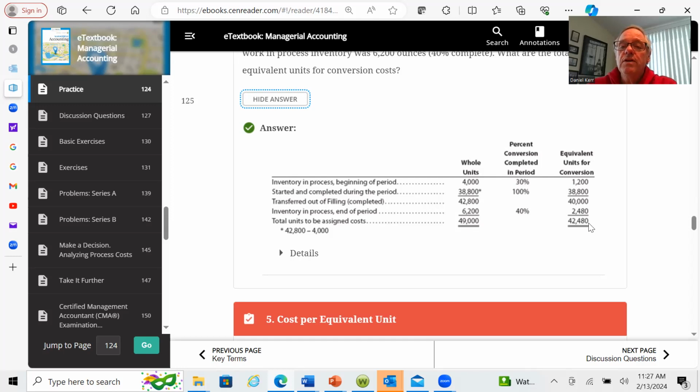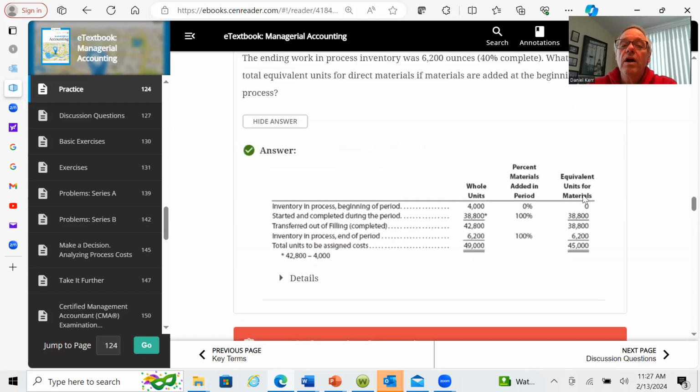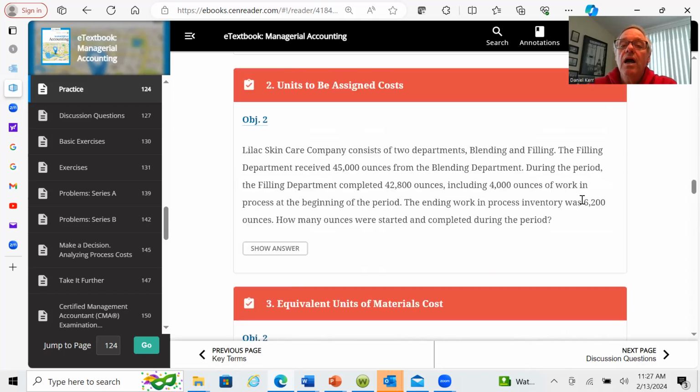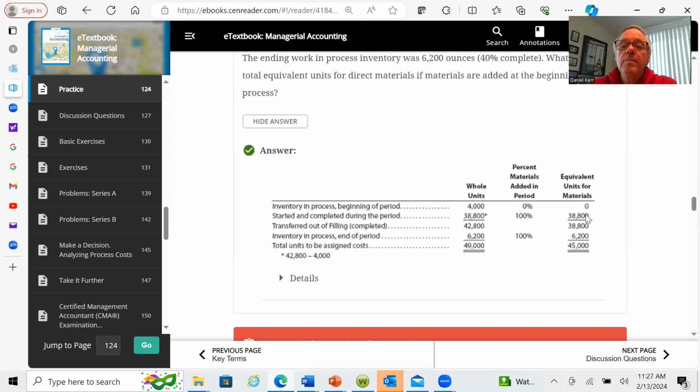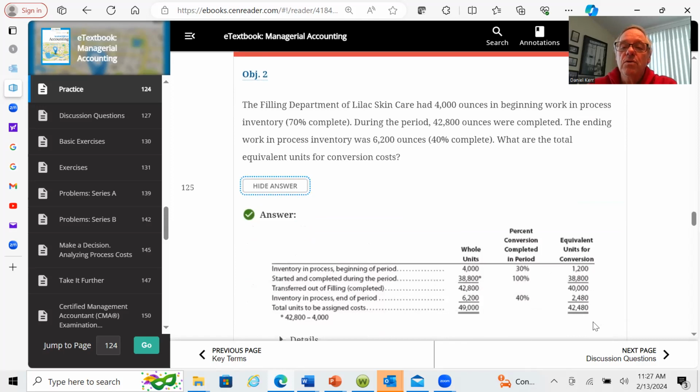So the total equivalent units here is 42,480. And notice that equivalent units for materials was 45,000, and the equivalent units for conversion costs was 42,480. These things will normally be different. If the two of them are exactly the same, there's something screwy going on. They would only be the same if you had no beginning and ending work in process.